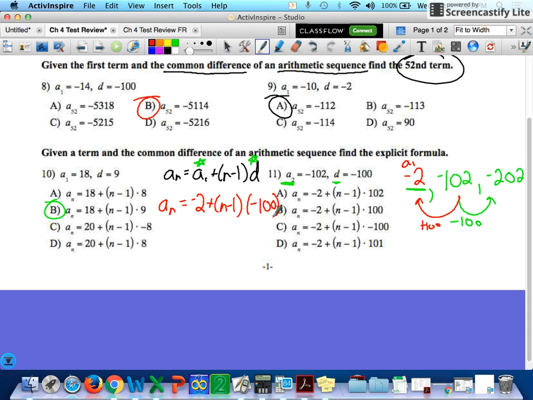Okay, so I'm looking for -2. Oh, they all have -2. And this is the only one that had the 100. So honestly, that one you probably could have just done from that definition. Oh, wait, I even circled the wrong one.